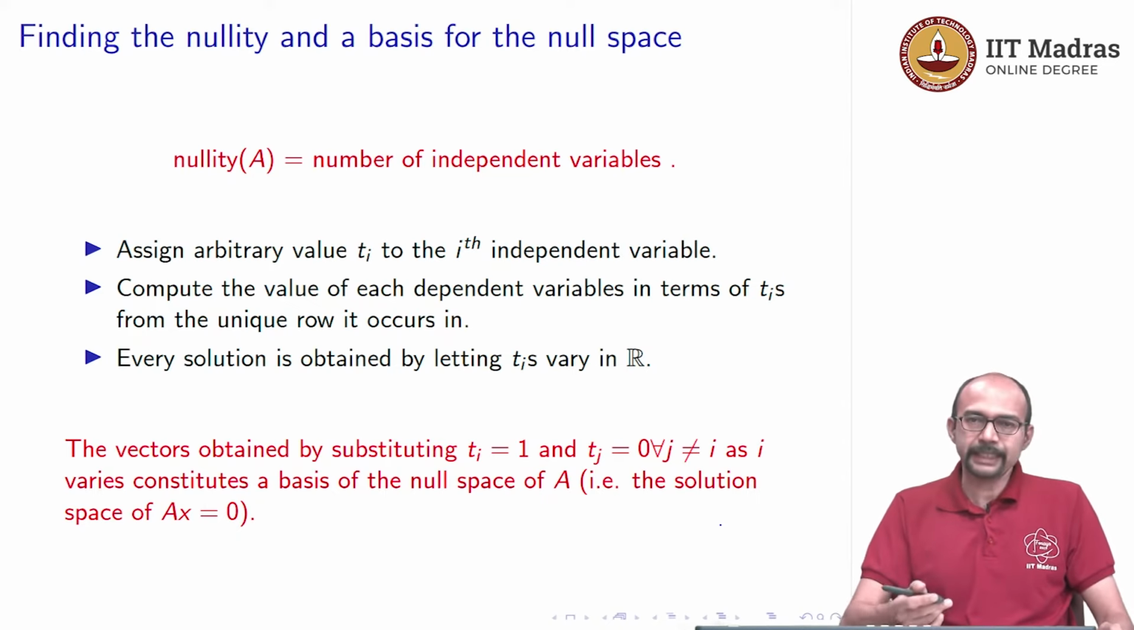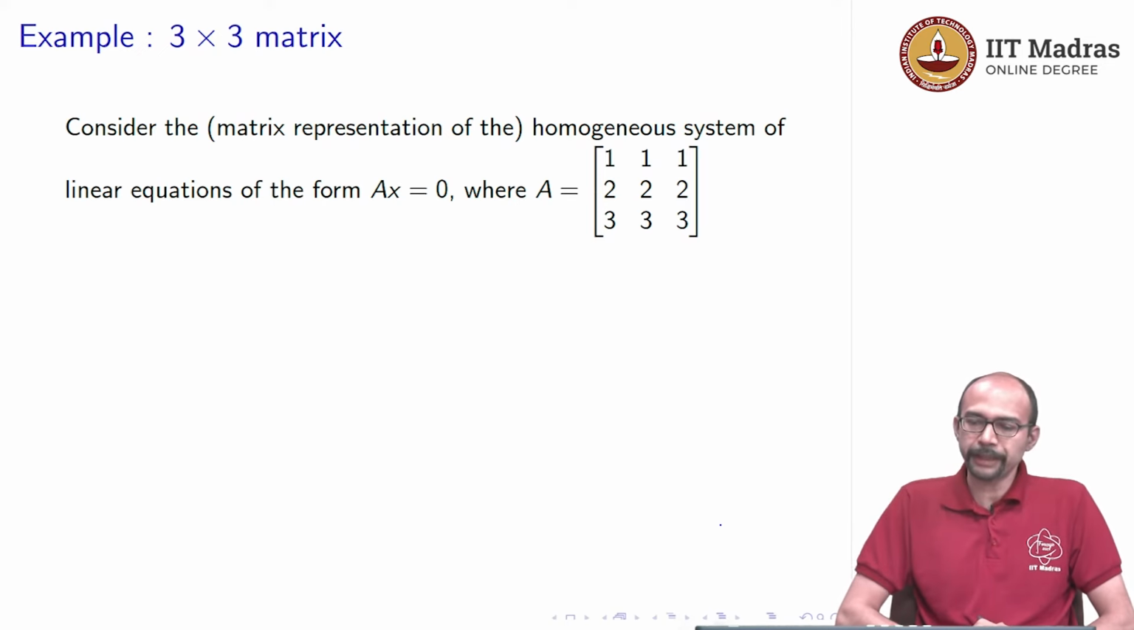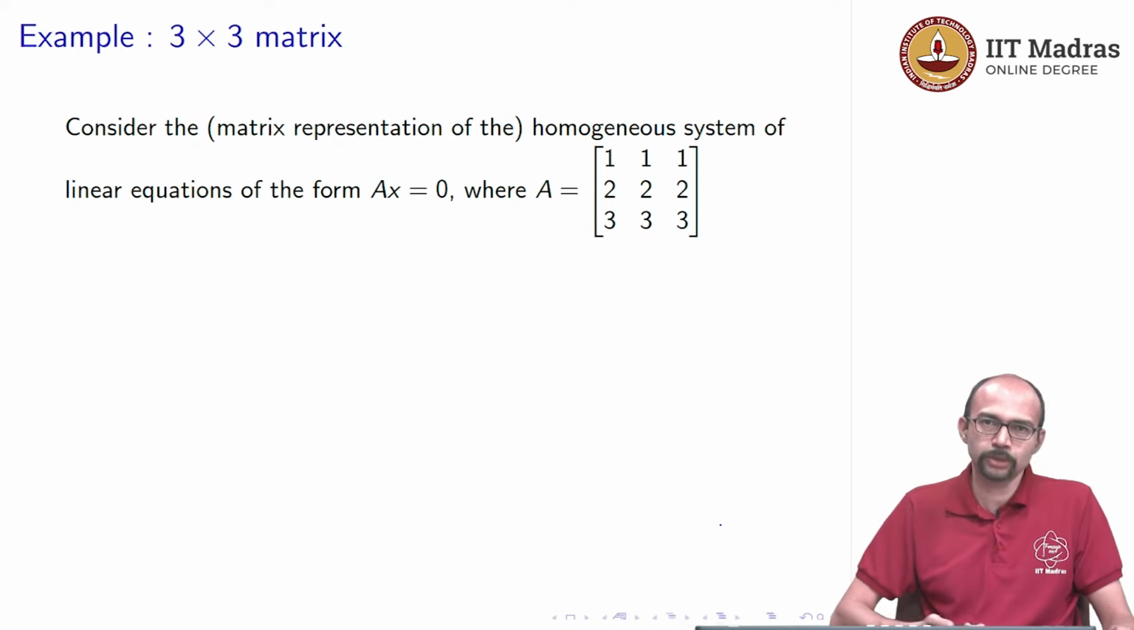Let us do this. I have written all this, but it might be difficult to visualize what is going on. So let us do this in an example or a couple of examples. Let us do a 3 by 3 example. Consider the matrix representation of the homogeneous system of linear equations of the form Ax = 0, where A is [1 1 1; 2 2 2; 3 3 3]. A rather easy matrix. We do not really need to do all this to find the solution space. You can directly write down the equations and find it yourself, but let us do it the way that we have described, and you will see it is a 1 or 2 step process.